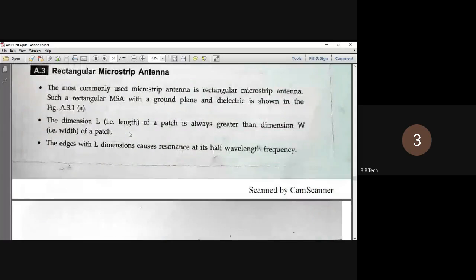సో ఇక్కడ rectangular microstrip యాంటెనాకి వెళ్తే the most commonly used microstrip antenna is rectangular microstrip. So there are many shapes, rectangle, triangle. So the most commonly used microstrip antenna is rectangular microstrip antenna. Such a rectangular microstrip antenna with ground plane.